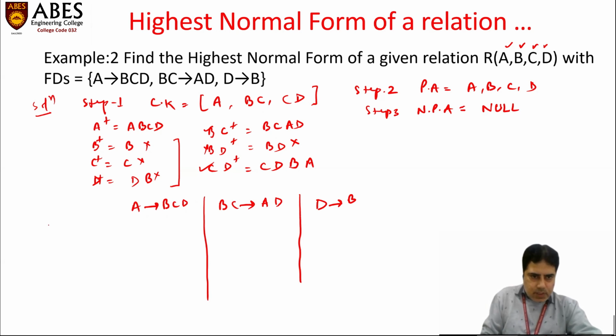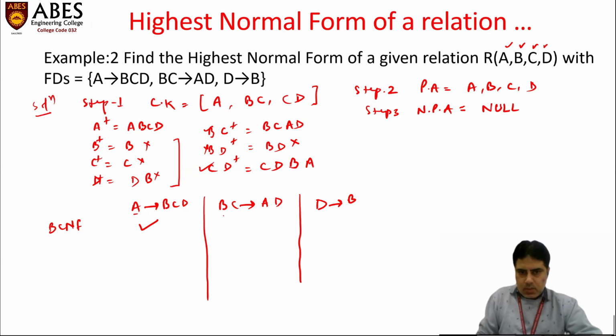Now check for BCNF. We will start from BCNF. The left hand side should be a candidate key. A is a candidate key, true, so this is in BCNF. Now check BC. BC is a candidate key. Yes, this is true, so this is in BCNF. Now check D determines B. Is D a candidate key? No, D is not a candidate key. False. So this is not in BCNF.